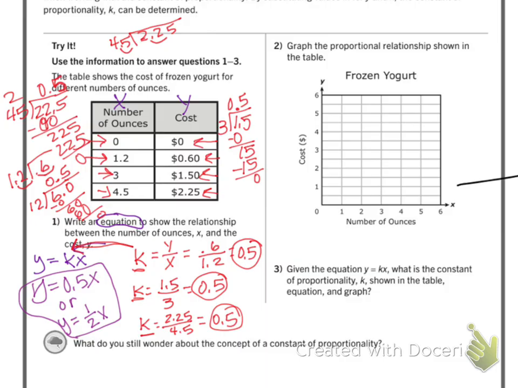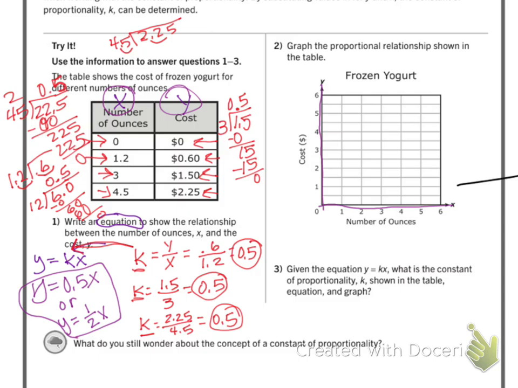Now, let's look at number 2. Don't forget to find your constant of proportionality. You're always putting that y over that x. So let's look at number 2. I don't know why that little black mark is there. I cannot erase it. But it says graph the proportional relationship shown in that table. So now I'm taking these x and y values and plotting them on this graph. And we know that our x is horizontal this way, and our y is vertical that way.